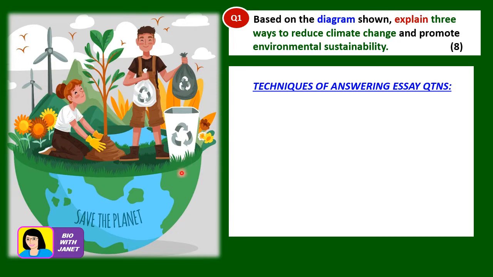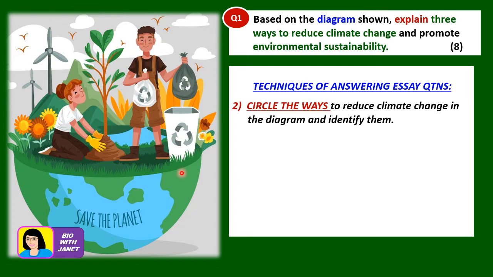All right. So if you are sitting for the exam, you have the exam question paper in front of you, so you can circle the 3 ways with a pencil. So circle the ways to reduce climate change in the diagram and identify them. Now you can take out a piece of paper and just jot down the 3 ways that are shown here that help to reduce climate change. Identify the ways. All right. So pause the video for a while.